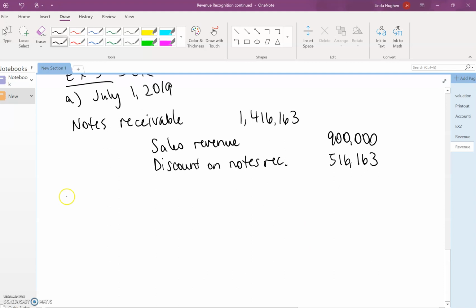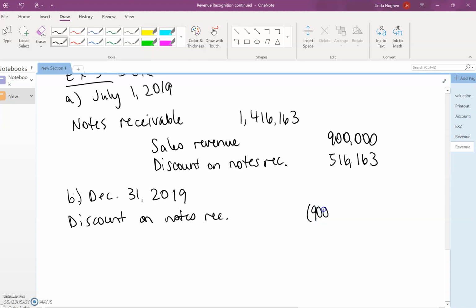And then what happens? Well, you can think back to the days of recording the bond at a discount. As time passes, at year end, that's when the interest is going to be recorded. Reduce the discount. How much? Well, same way we did this on the bonds.